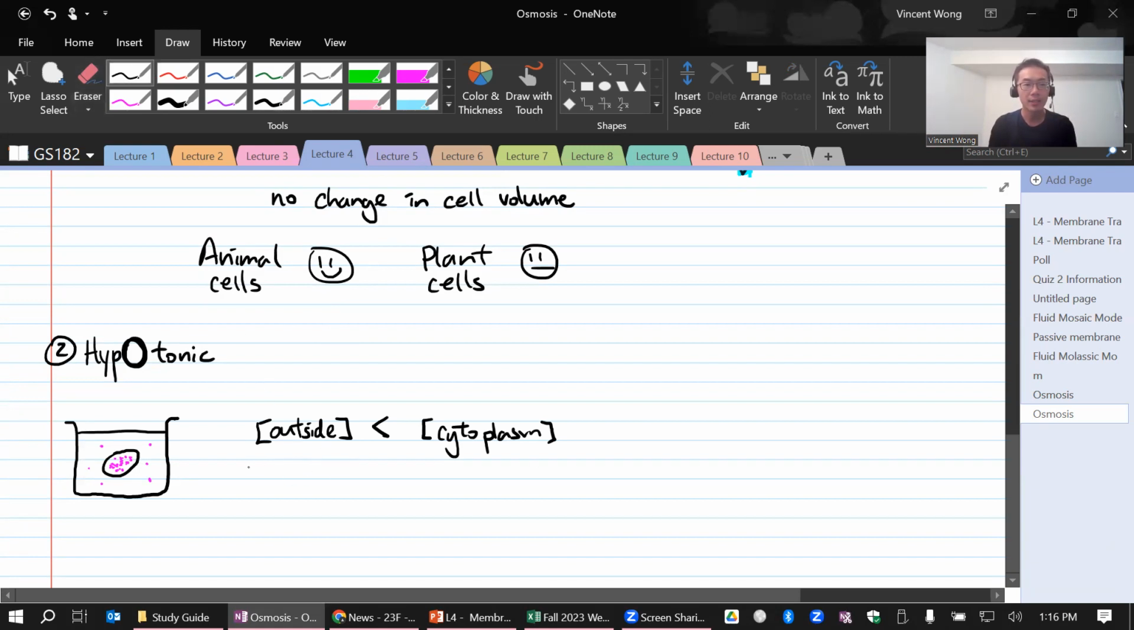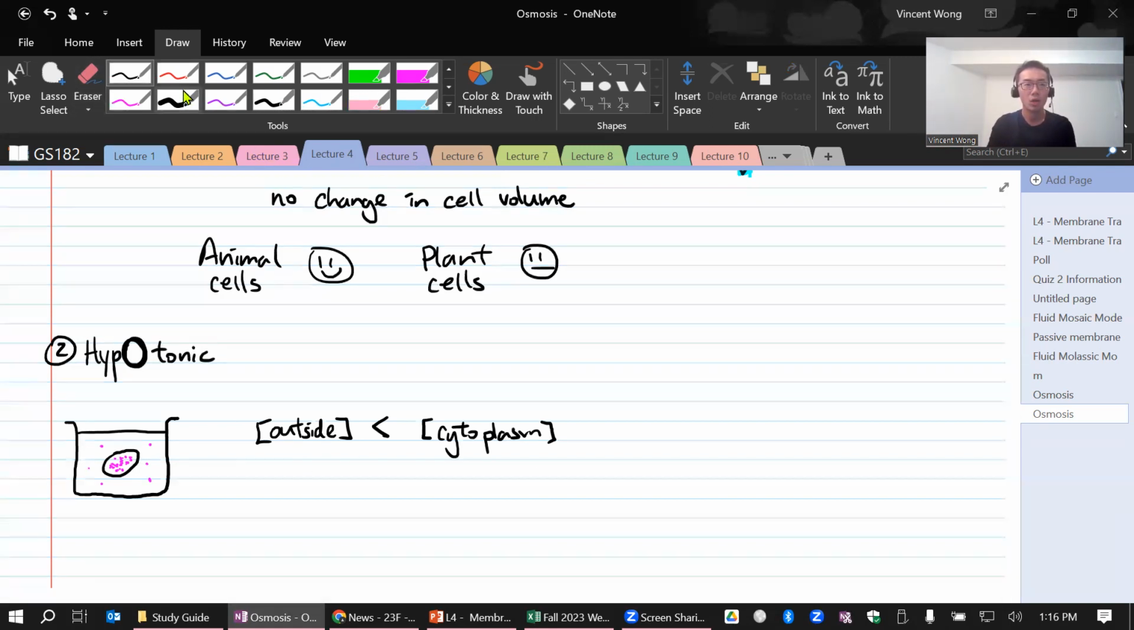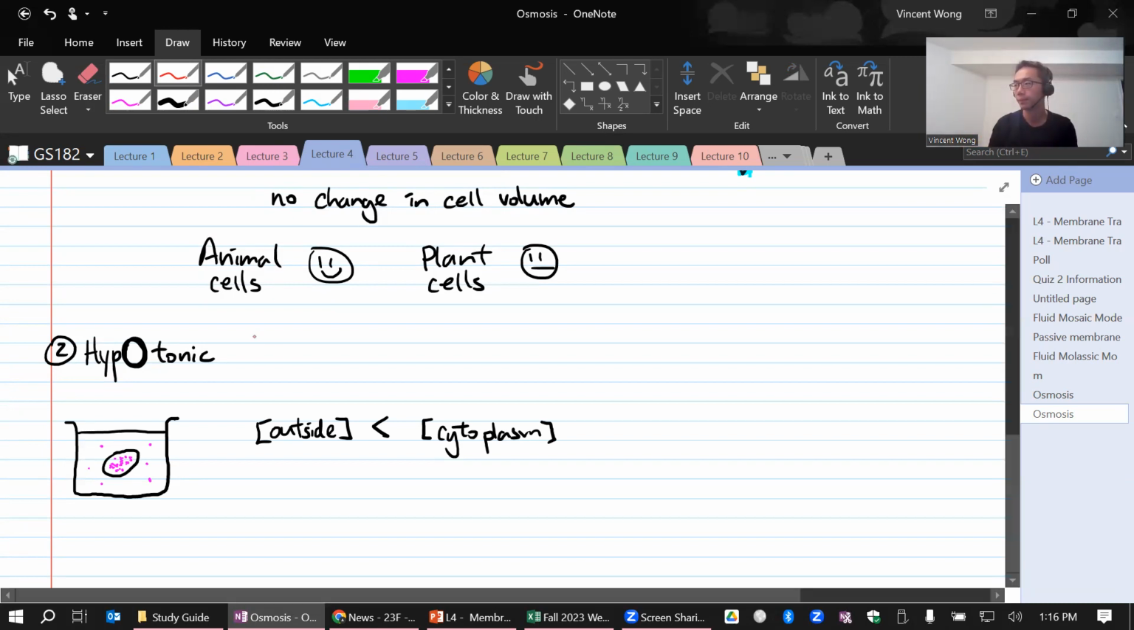So in this case, which way will water move? Into the cell or out of the cell? Out of the cell? Okay, anyone else? Did you agree? My treat said into the cell.